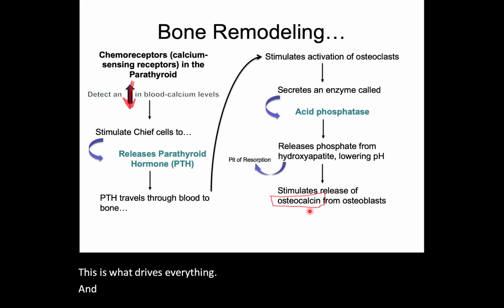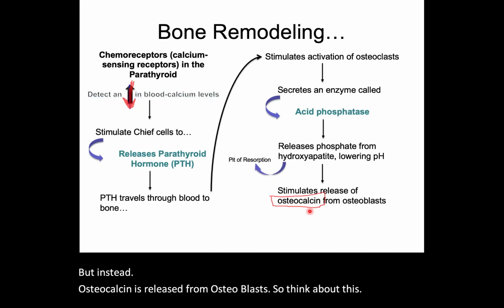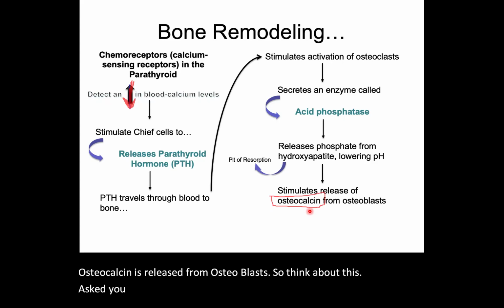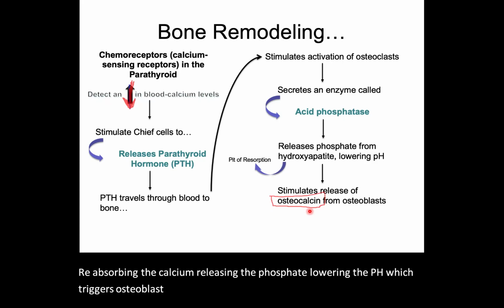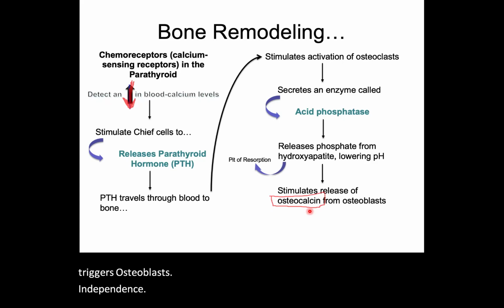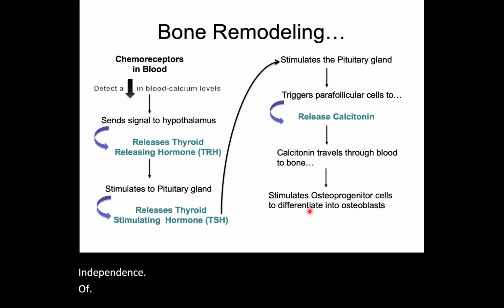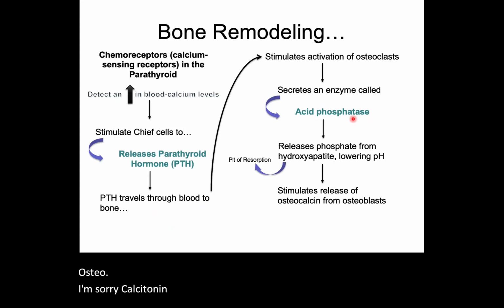And ironically, osteocalcin is not released from osteoclasts, but instead, osteocalcin is released from osteoblasts. So think about this. Osteoclasts are secreting acid phosphatase, reabsorbing the calcium, releasing the phosphate, lowering the pH, which triggers osteoblasts, independent of calcitonin. These osteoclasts are stimulating osteoblasts to go ahead and release osteocalcin.